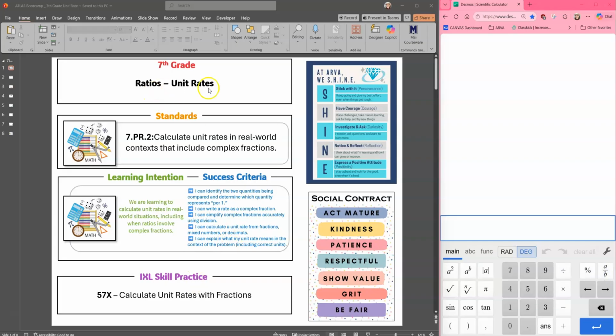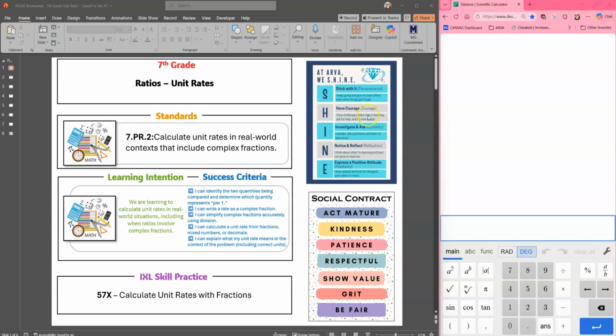So we're going to be talking about unit rates. You can see your standard on the screen, and then you can see your learning intention and success criteria. At the very bottom, this is the IXL skill practice that we're going to be looking at. So calculating unit rates with fractions, that is IXL skill practice 57X. And this counts as your time for flex. So if you are looking to make sure you're getting your minutes in, working on this IXL skill practice does count. So just know that.